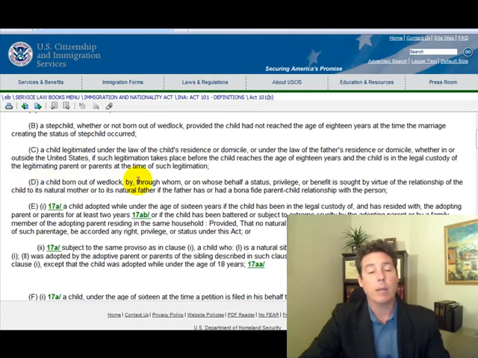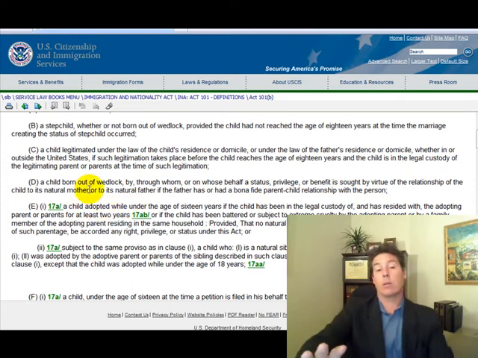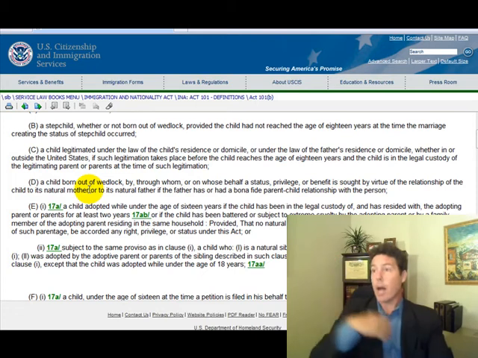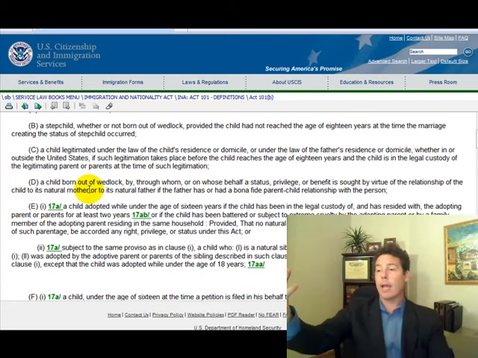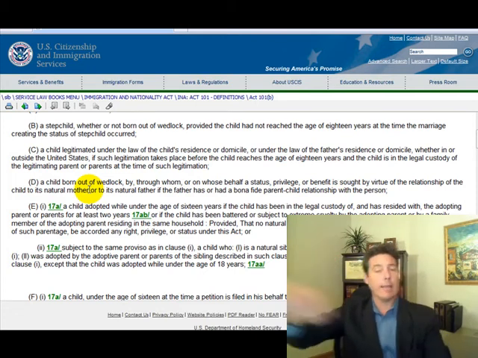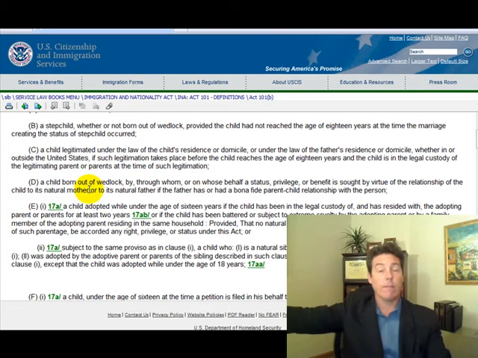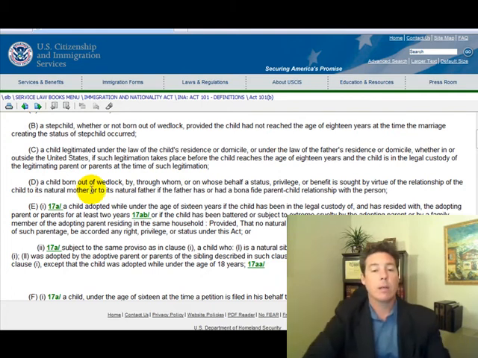Child born out of wedlock by, through whom, or on whose behalf a status, privilege, or benefit is sought by virtue of the relationship of the child to its natural mother. Okay, so if I marry a woman and the woman has a child and that child is born out of wedlock, my wife had the child with another father, no marriage there, but they're both on the birth certificate, that's fine. It's going to be considered my child.